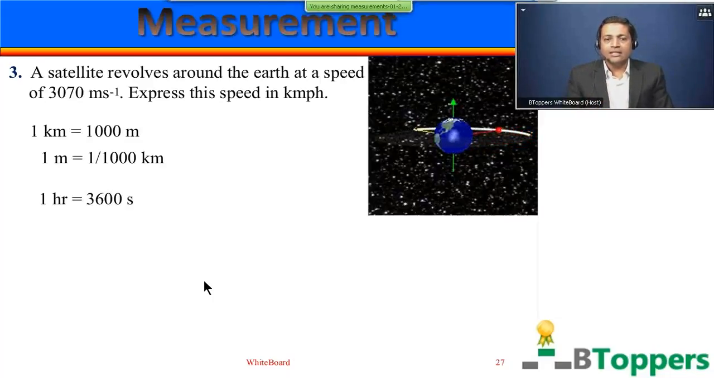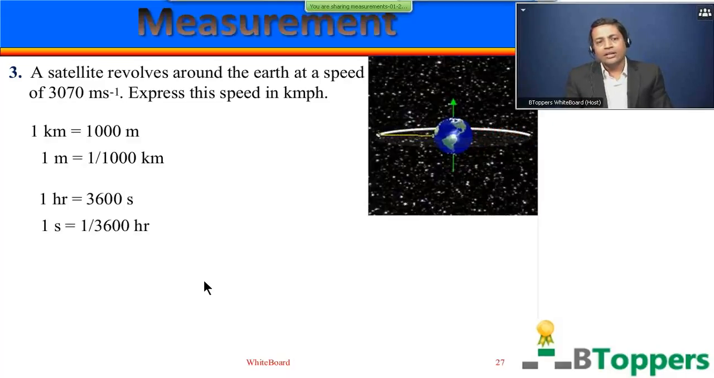Similarly, 1 hour has 3600 seconds in it, because 1 hour has 60 minutes. Each minute has 60 seconds again. Therefore, the total number of seconds in 1 hour is 3600 seconds. Therefore, each second is 1 by 3600 of an hour.